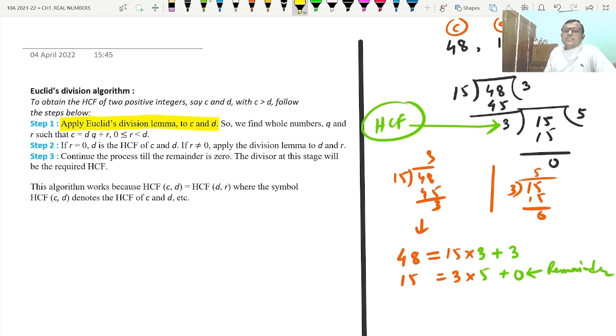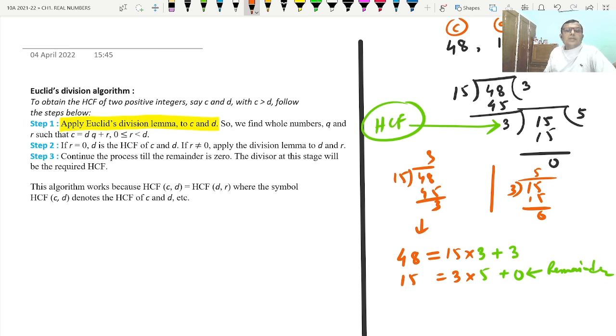We applied Euclid's division lemma to C and D, and we got this first statement. Number 1 we got. Then we find whole numbers Q and R such that C is equal to DQ plus R. We have applied this here. Obviously, the remainder will be less than D and greater than or equal to 0.